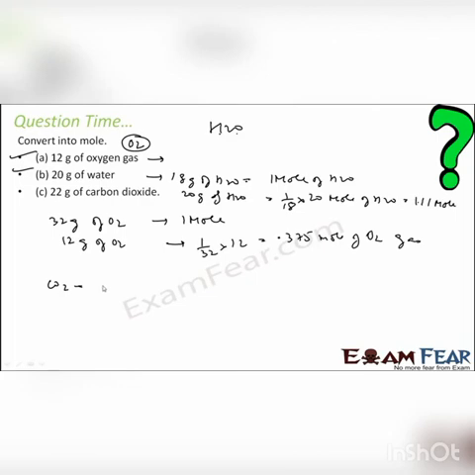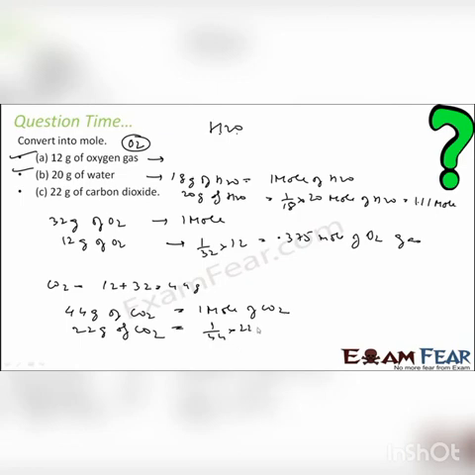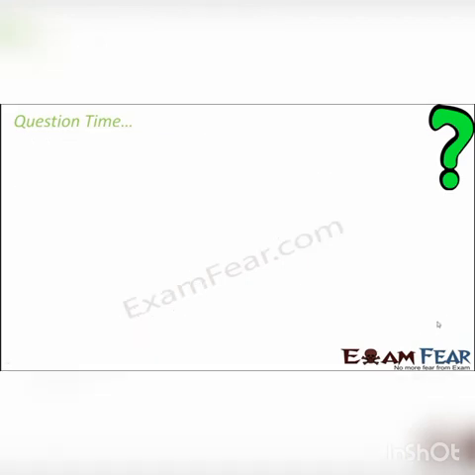Next is 22 gram of carbon dioxide. Carbon dioxide molecular mass, if you see, carbon is 12 plus 16 into 2, that is 44 gram. That means 44 gram of carbon dioxide is 1 mole of carbon dioxide. So if 44 gram of carbon dioxide is 1 mole, then 22 gram of carbon dioxide will be 1 by 44 into 22 mole of carbon dioxide. And this will be 0.5 mole of carbon dioxide. It is easy.